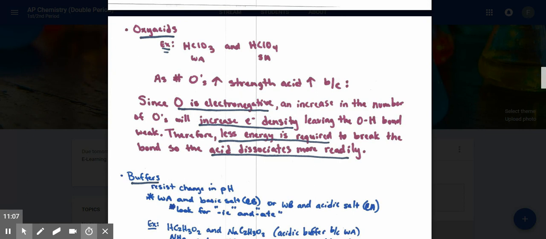So what that means is basically oxygen is an electron hog. It's like pulling all of the electrons closer to itself. And so when we say it's increasing electron density, what it's doing is it's hoarding all of those electrons in one place. As a result, it leaves the OH bond weak. Now, if there's a weak bond, less energy is required to break that bond, and so that means that the acid dissociates more readily. If the acid dissociates more readily, that means you have a stronger acid. So again, this is the explanation for oxyacids, why one acid might be stronger than the other.